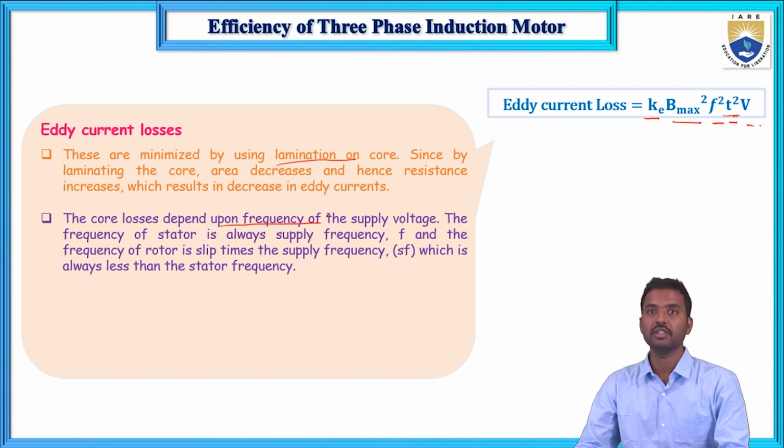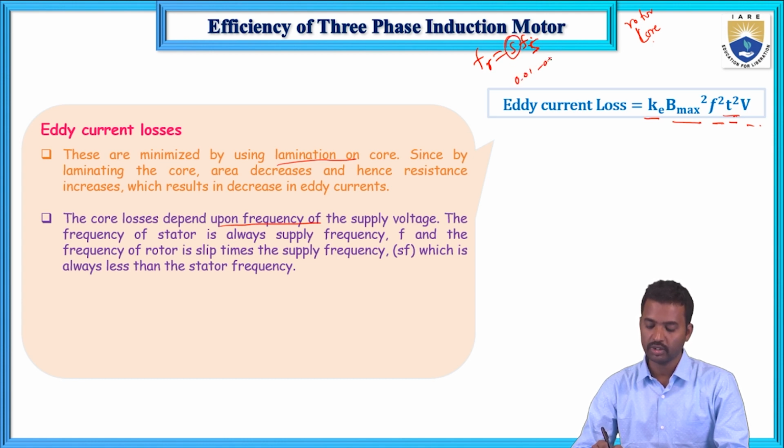Next, eddy current losses and rotor core losses are less, so we are neglecting rotor core losses. Here, the rotor frequency is S into F, where F is the stator frequency. The slip value is always 0.01 to 0.05. So as compared to the stator frequency, the rotor frequency is very less, so we will neglect it.